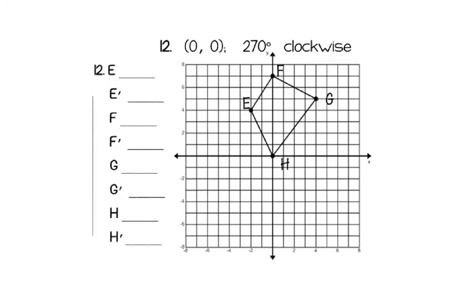Okay, number 12. You're going to do this one 270 degrees, and notice that this one says clockwise. And you're going to go around the point 0, 0. So basically H is going to stay put. Everything else is going to move, but since it's going clockwise, it's going to be going like that. So all the points are going to be going around like that.